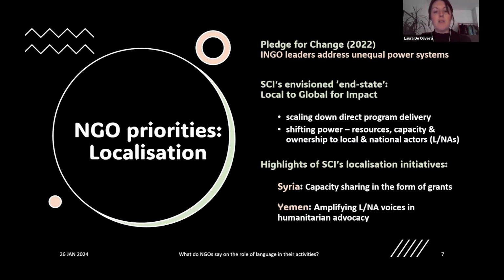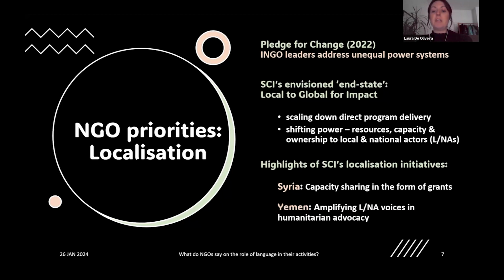So highlights of SCI's localization initiatives include capacity sharing in Syria, which saw a holistic approach to capacity development, where we provided grants to local organizations for capacity strengthening activities. And one organization, Violet, used this grant to build their own fundraising platform, allowing them to raise over $450,000 in unrestricted funds. Meanwhile, in Yemen, we amplified the voices of local and national actors in humanitarian advocacy.